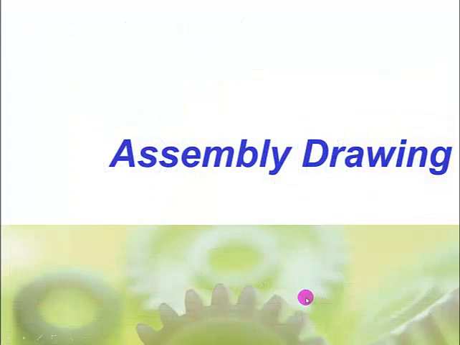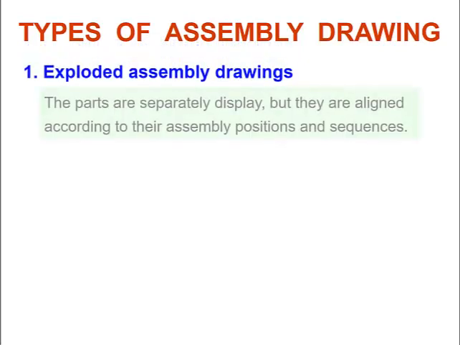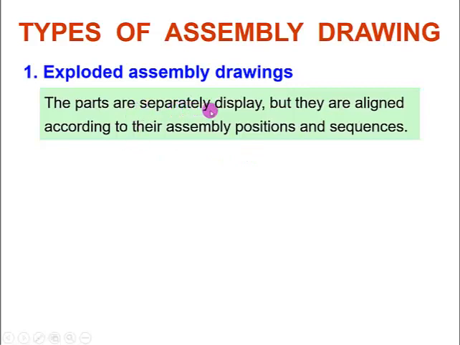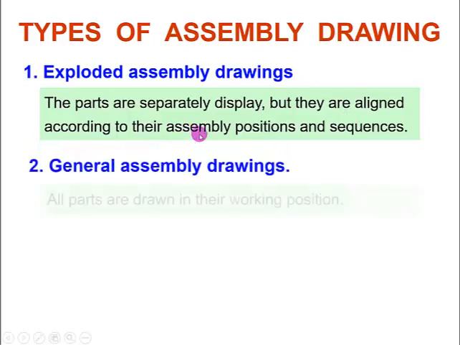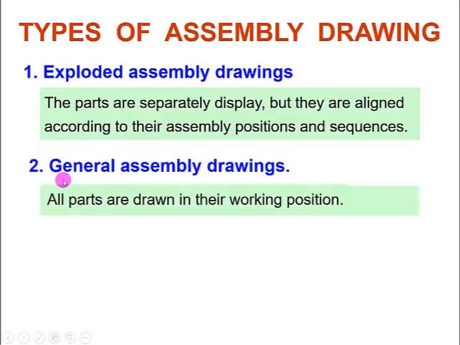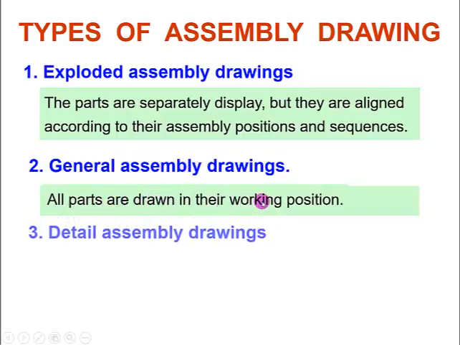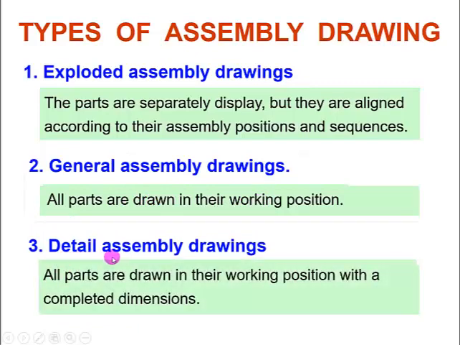Okay, for assembly drawing. For the types of assembly drawing, you have the exploded assembly drawing, in which parts are separately displayed, but they are aligned according to their assembly position or sequence. And another type is the general assembly drawing, which means all the parts are drawn in their working position. And another type is the detailed assembly drawing, in which all the parts are drawn in their working position with complete dimensions. The thing I would like you to do is just the general assembly drawing.